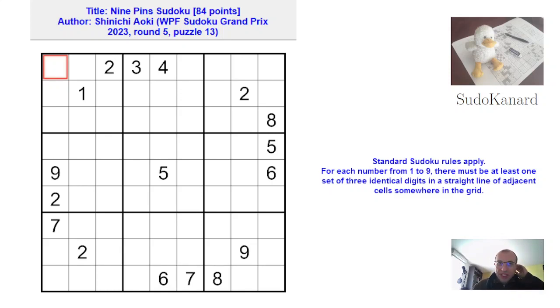We're here to solve this 9-pin Sudoku by Japanese author Shinichi Aoki from the latest WPF Sudoku Grand Prix. It was the last puzzle in the set and it was my favorite, even if it was some trouble for me to solve it during the contest.